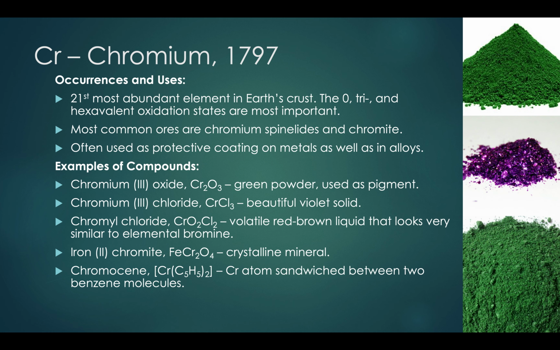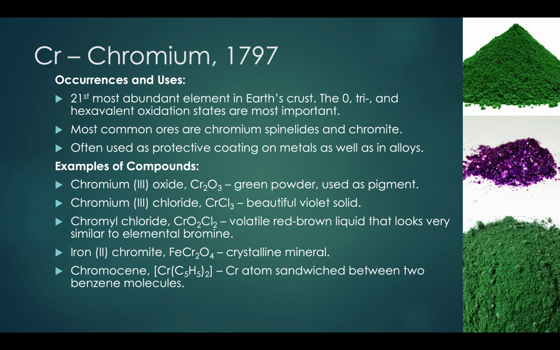The most common ores are chromium spinelides and chromite. Commercially, the 0, tri, and hexavalent oxidation states are most important, but other oxidation states are possible for chromium. It's often used as a protective coating for other metals and as an ingredient for alloys, specifically stainless steels.